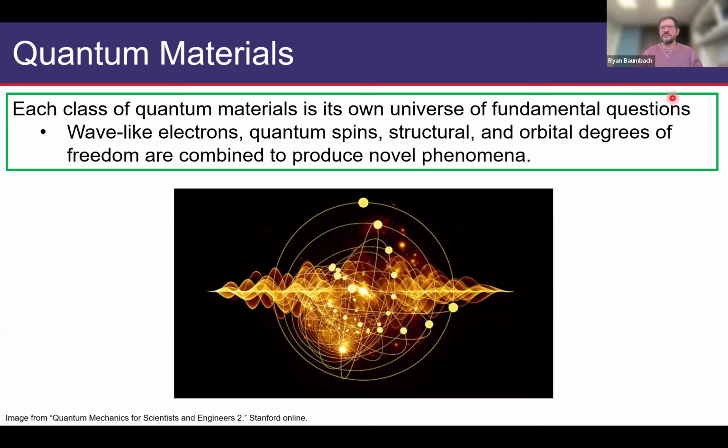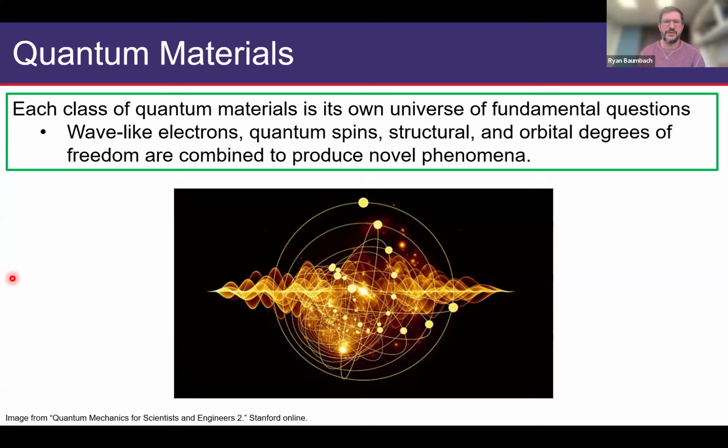And the bottom line here is that we get these behaviors when we mix together some sort of fundamentally quantum properties, like the wave-like character of electrons in solids, their quantum spins, and then their structural and orbital degrees of freedom, right? And these seemingly simple ingredients give us this huge explosion of different behaviors. And to me, that's why we would be interested in quantum materials.